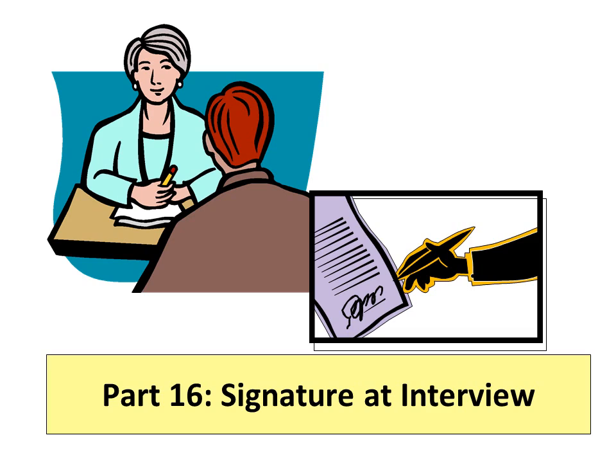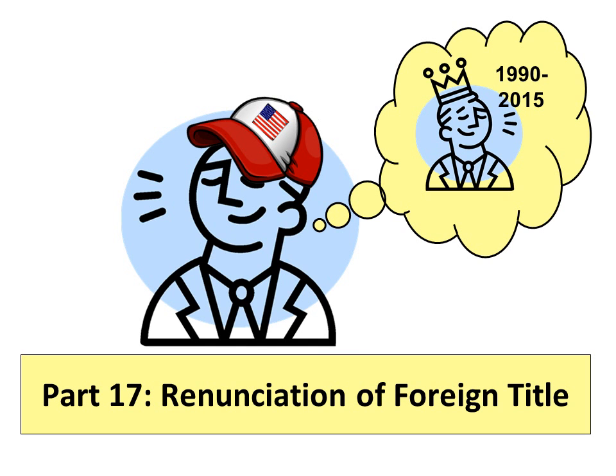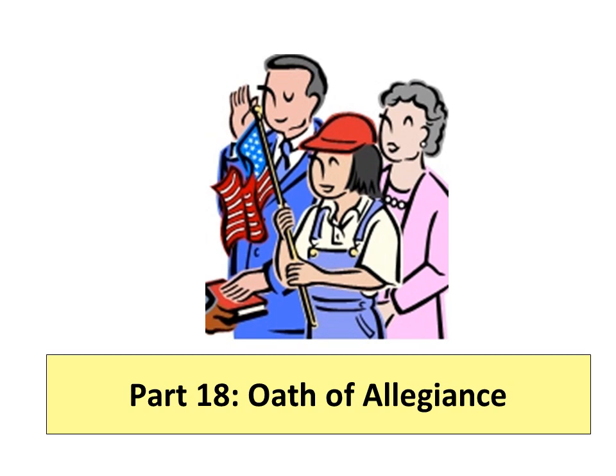Part 16, this is your signature, you sign the N400 at the interview. You do not fill out Part 16 before you send in the N400. Part 17 is for people who were part of the royal family in their old country. This is the section where they would renounce their foreign title. Again, if you are not part of the nobility, you do not have to fill out this section of the N400. Part 18 is the Oath of Allegiance.